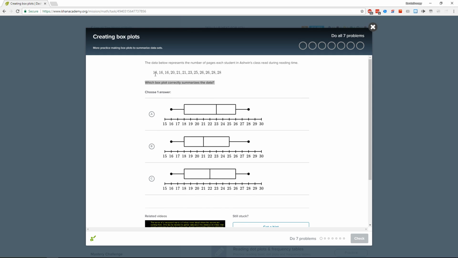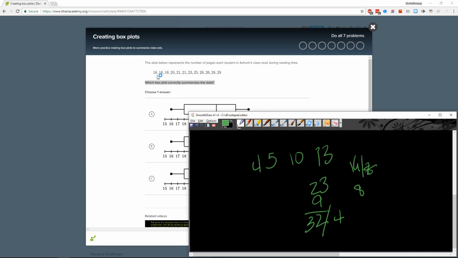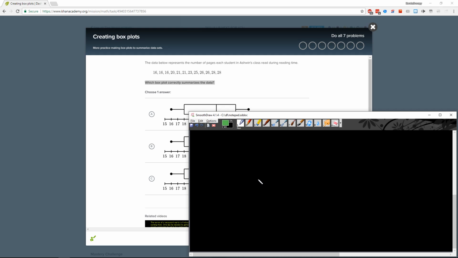So they are sorted, looks like. Let's clear this out. Alright. 16, 16, 16, 20, 21, 21, 23, 25, 26, 26, 28, 28.